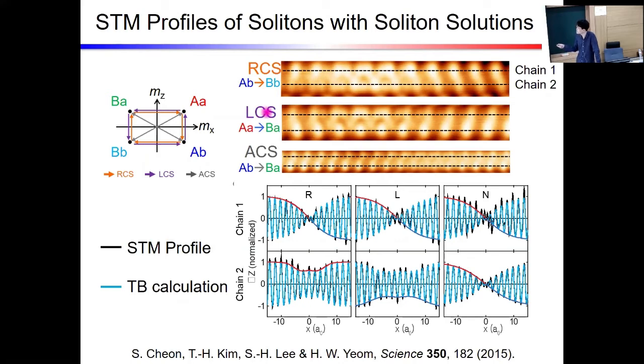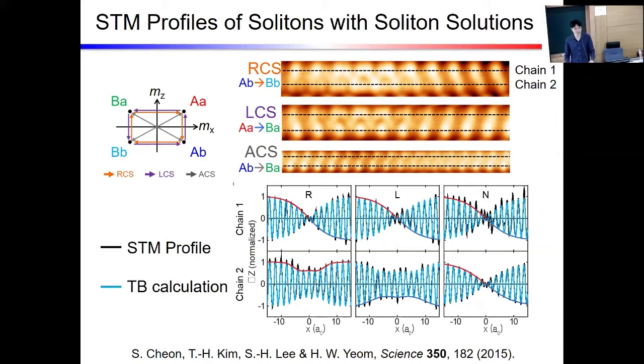Yes, along the upper, lower. This is the upper chain profile, and this is the lower chain profile. This is upper, lower, upper, lower, upper, lower, upper, lower. When you say upper, lower, does it mean this chain is stacked along the G direction?